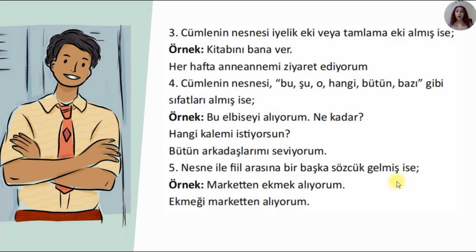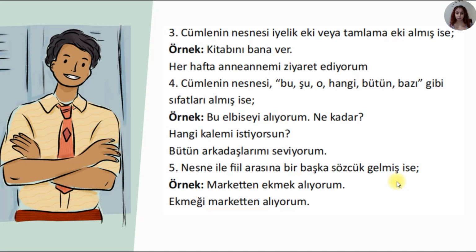If there is any other word between the object and the verb of your sentence, you need to use accusative again because normally the sentence structure, you will remember, is supposed to be subject, object, and verb. And here, if you are making a separation between the object and the verb of the sentence, if you're putting another word between the object and your verb, it requires accusative again. Like this. Marketten, from the market, ekmek alıyorum. I'm buying a bread.